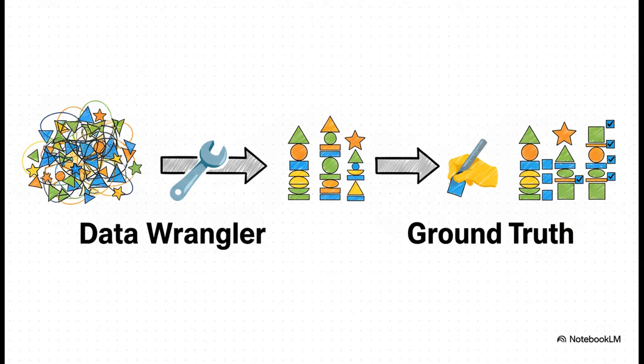So, a simple way to think about it is this. Data Wrangler is like a sculptor, taking a raw, messy block of clay and shaping it into a clean, perfect form. Then, Ground Truth is like the painter who comes in and adds all the details and colors. That's the human intelligence part that actually brings it to life. You need both to get a dataset that's ready to go.